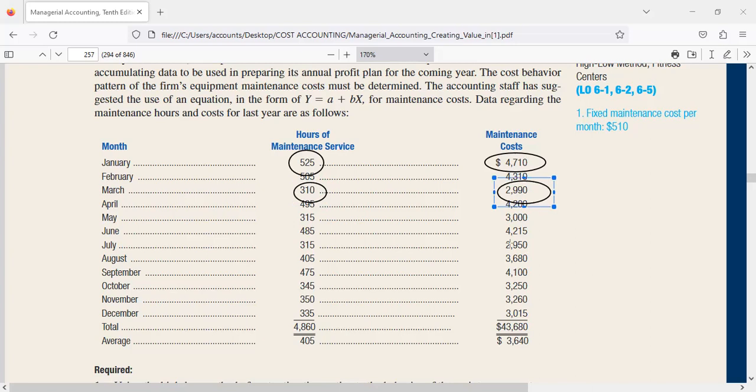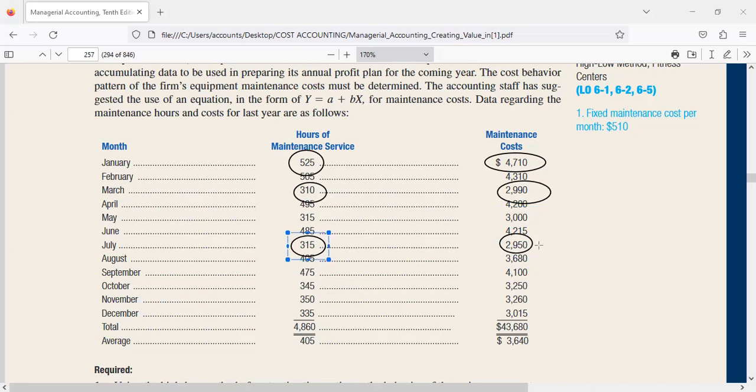But this is the lowest here. The 2,950, you see, it's the lowest maintenance cost. However, the hours of maintenance services still are not the lowest, though the cost is the lowest.